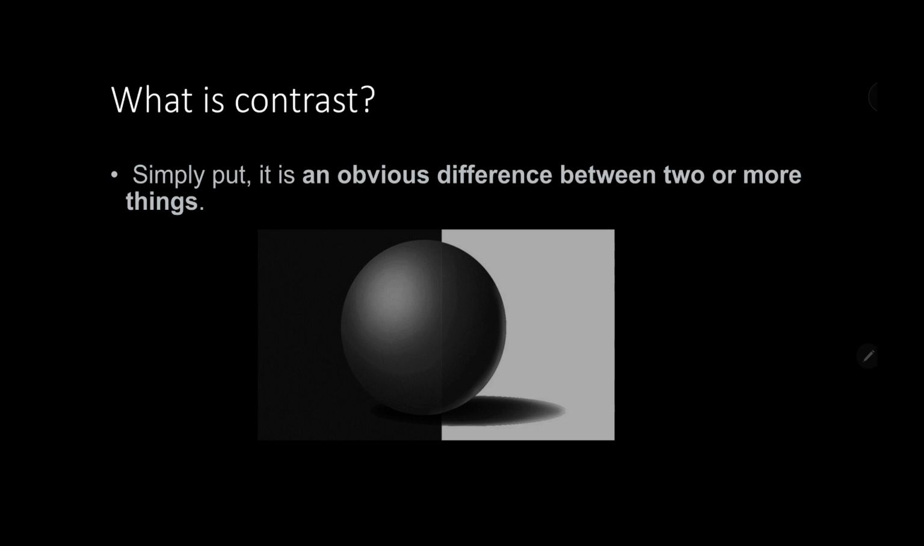As depicted in the image on screen, we can see a sphere, and towards the left half of the image, the background is dark, and towards the right half of the image, the background is bright. So, in which half of the image, left or right, do you think it is much easier to delineate the border of the sphere? Well, obviously, it is towards the right half. And why is that? It is due to the obvious difference present between the two or more things, that is, the background and the sphere in this image.